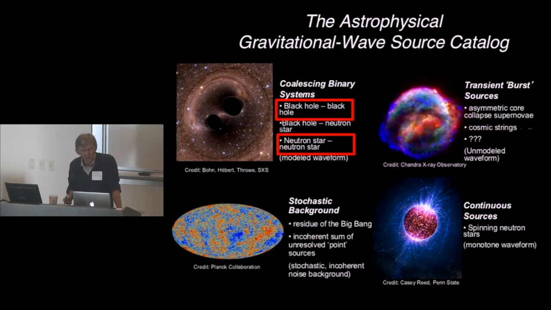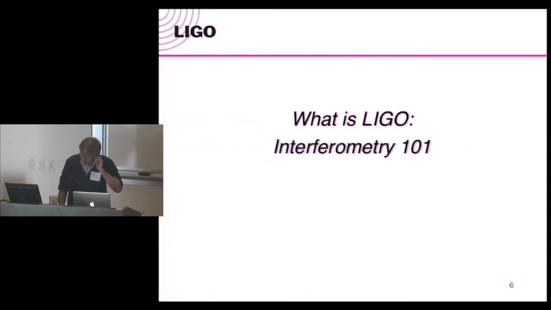And then finally, continuous sources like spinning pulsars. If you have a pulsar or a neutron star that may have a crustal defect, it produces a very monotonic signal. And that's the thing. Each of these kinds of sources produce different characteristic signals. Some are transient, some are continuous. The ones on the top are transient, the ones on the bottom are continuous. Some are modeled, and some are not modeled. Okay, so that is a very brief introduction into gravitational waves and the astrophysics of gravitational waves.